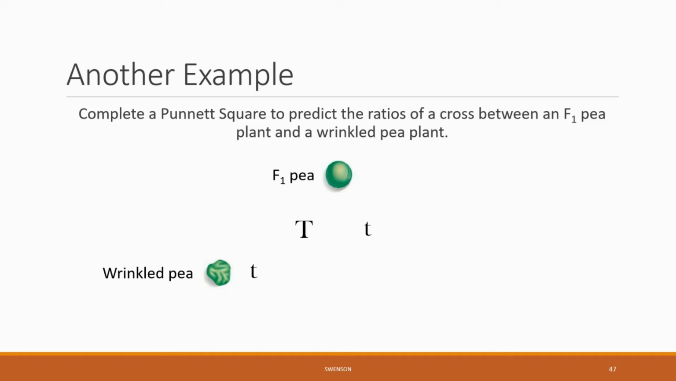Now we don't have to write both lowercase t's because it's going to be the same on the top row as the bottom row. It's not going to affect our ratios because we'll get the same result twice. So we just write it down here once.